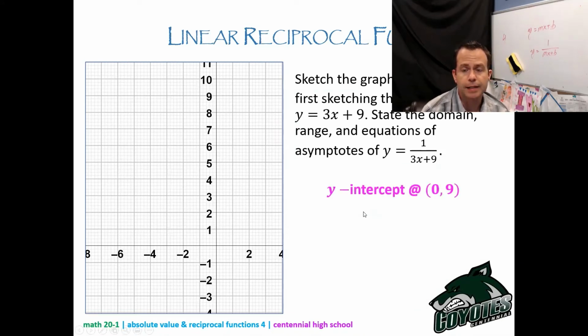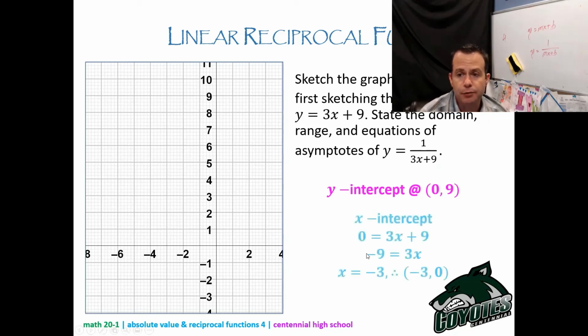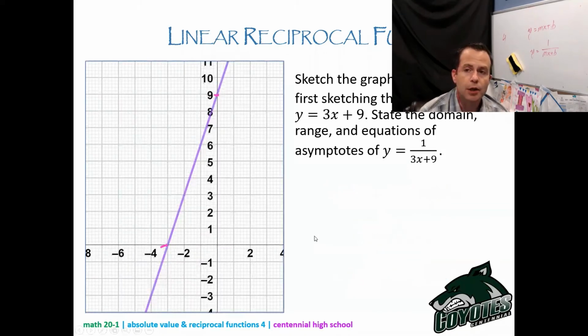I know that for my x-intercept, I could plug in 0 for y, bring the 9 over, that'd be -9 equals 3x, and then divide by 3. And so I'd have an x-intercept at -3, 0. So I know that I can put a point here at 0, 9. I can put a point here at -3, 0, and I can connect those dots into a line, okay? So here's my line, y equals 3x plus 9.